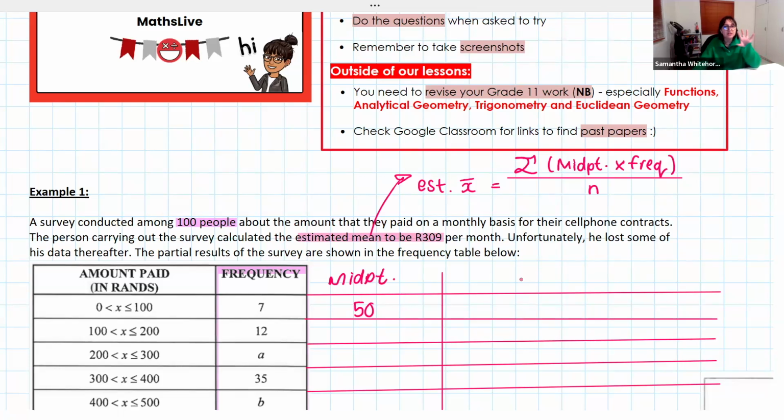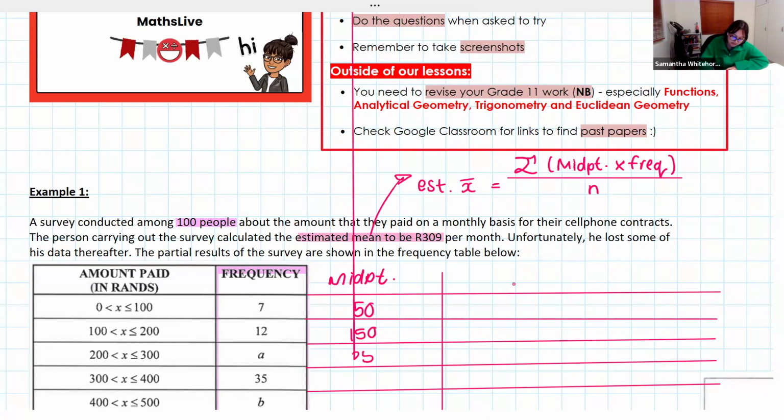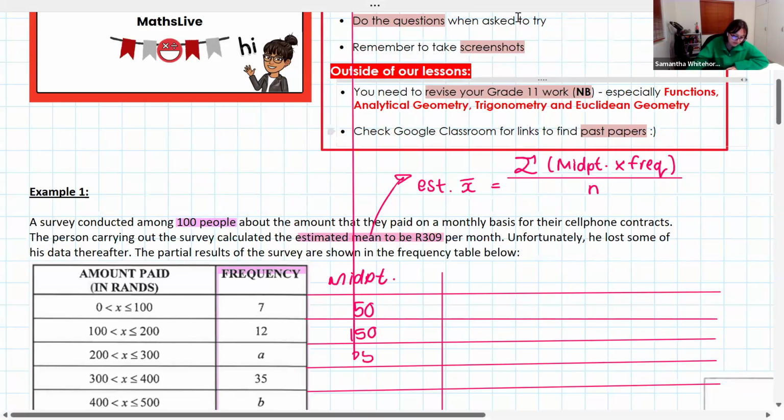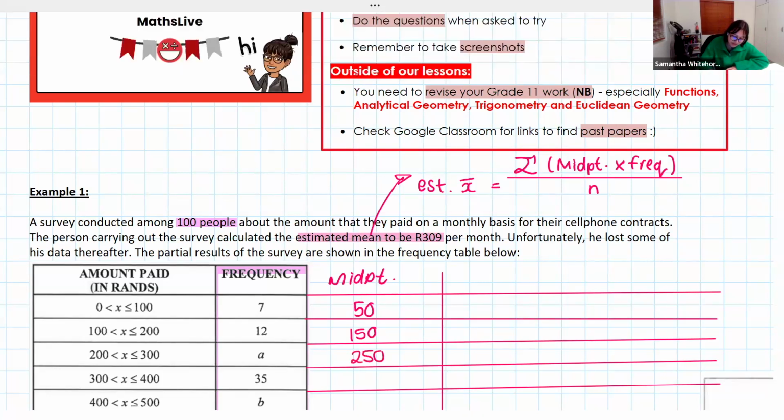So we're saying 50 gives us a good average of that first interval. So I'm going to estimate that they're all 50. And we do the same thing for all of our intervals. So the midpoint of the next one is 150, then 250, then 350, and so on. What you should see with your midpoints is that it does form a pattern. So in this case, I'm adding 100 each time.